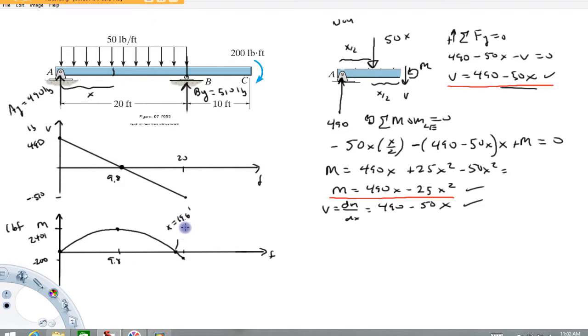This zero here turned out to be negative 19.6. I got that by looking for the zeros of this function. One of them was 0, the other one was 19.6. So there's our graph of these functions. And again, these functions are good anywhere from 0 to 20. So what I'm going to do now is talk about from point B to C.